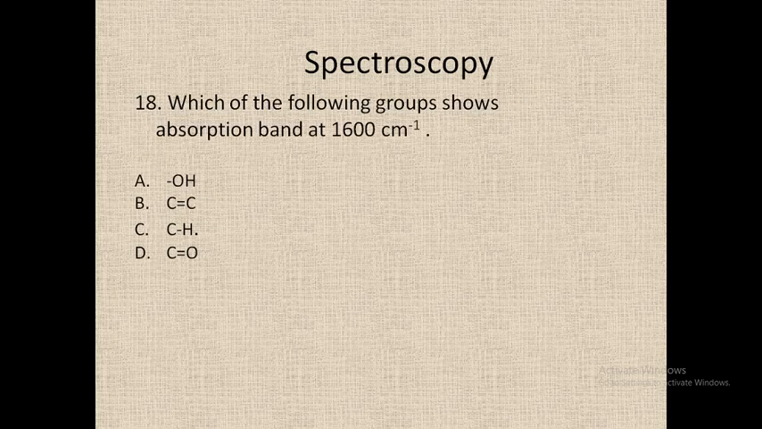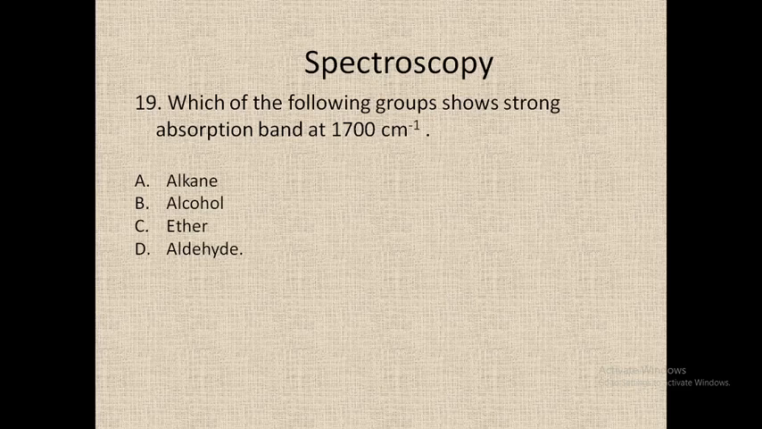Characteristic absorption band that will be due to whether it is OH, C double bond C, CH, that CH should be of the alkane CH, okay, and option D is C double bond O. So here it is due to the carbon-carbon double bond. So alkene carbon-carbon double bonds usually absorb at 1600 centimeter inverse.